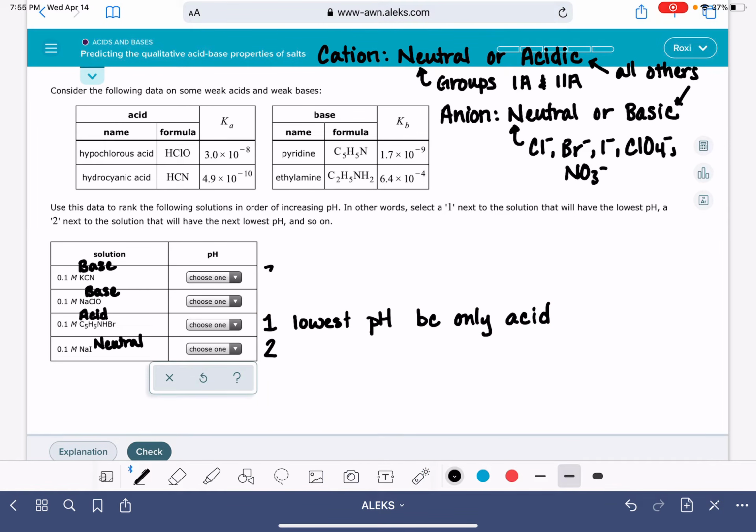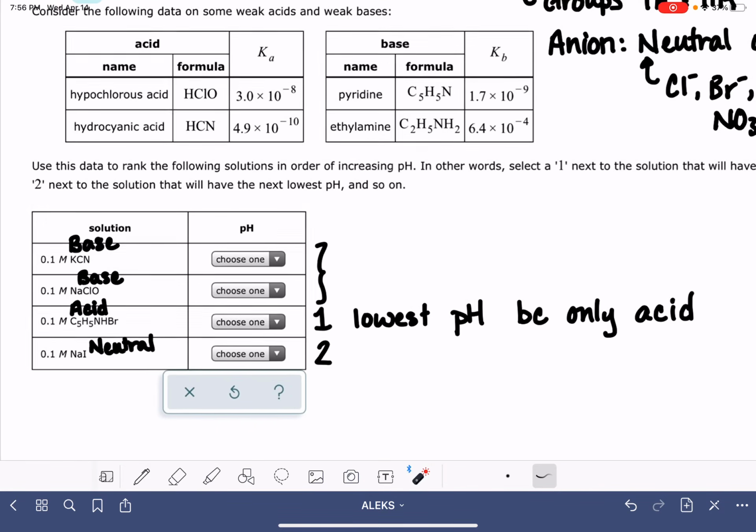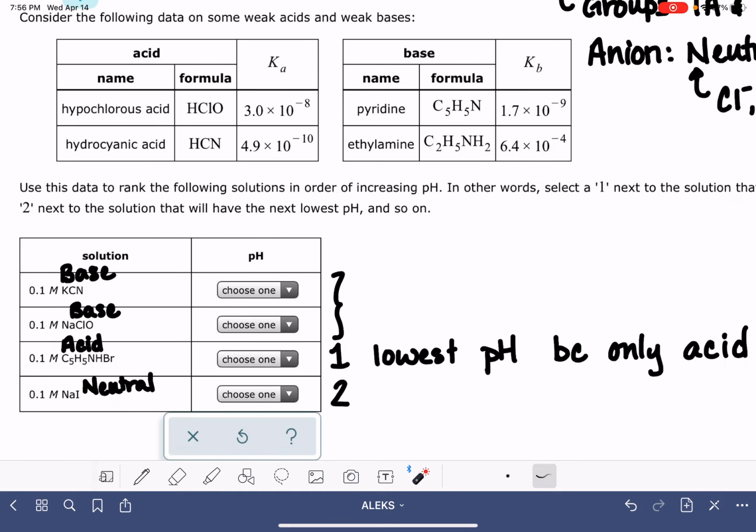So all I really have to figure out are these two, because both of them are bases. These are both going to have a pH greater than 7. I just have to figure out which one has the higher pH. I've simplified this problem quite a bit. Now, to determine between these two bases which one is going to have the higher pH, I'm going to need to be using the Kb values for these bases.